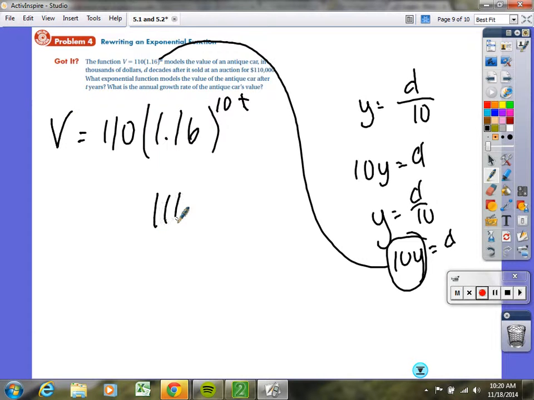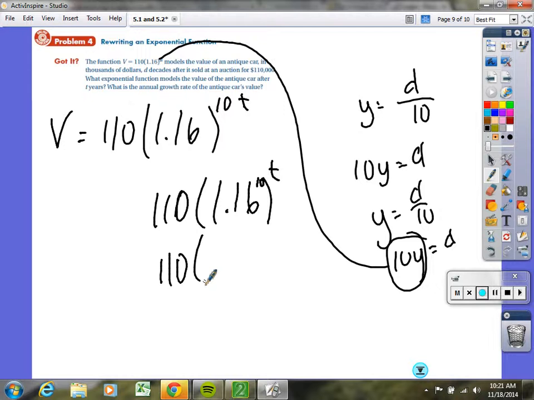So can I just go 110, parentheses 1.16 raised to the 10th in here? Because, let me ask you this question. What does a power to a power do? You multiply, right? And isn't 10 times t 10t? Does that make sense? Yes, no? So therefore 110, parentheses, somebody help, no, that's just 1.16 raised to the 10th. What is it? Nope, that's times 4.411 raised to the t.